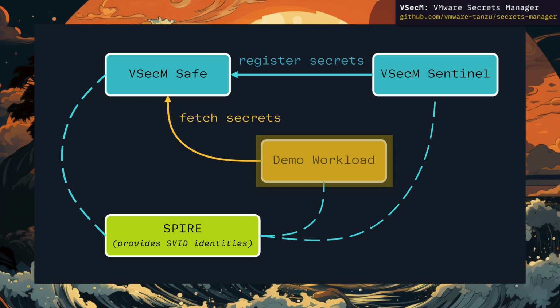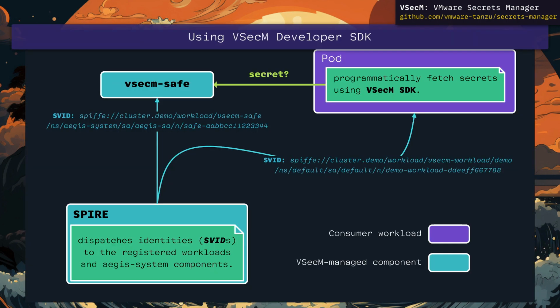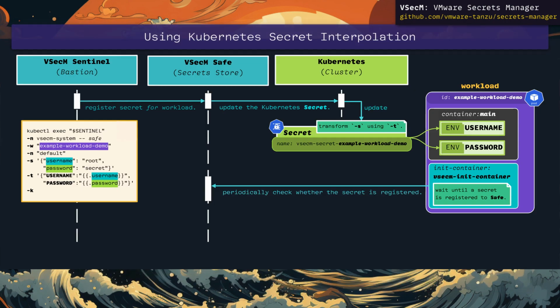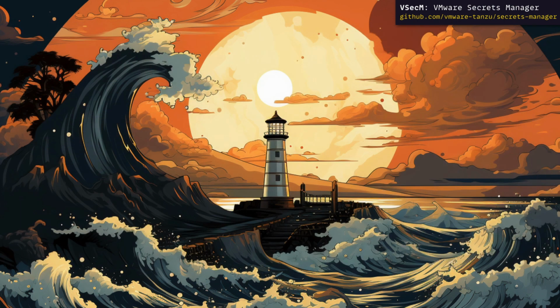As we'll see in the following sections, there are several ways for a workload to fetch a secret. You can use the VSecM Developer SDK when possible. This is our recommended approach. Or you can use the VSecM Sidecar to mount secrets to an in-memory volume dynamically. Or you can even interpolate the VSecM secret to a Kubernetes secret object and let the workload consume it by binding the secret as a volume or an environment variable. All of these approaches have their pros and cons, and they show the flexibility VSecM provides when it comes to how you want to consume secrets.